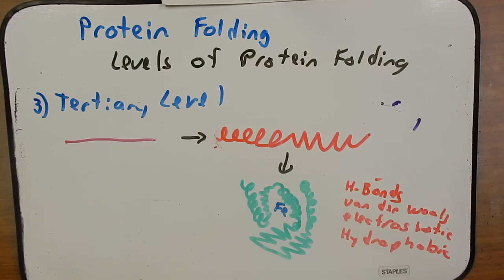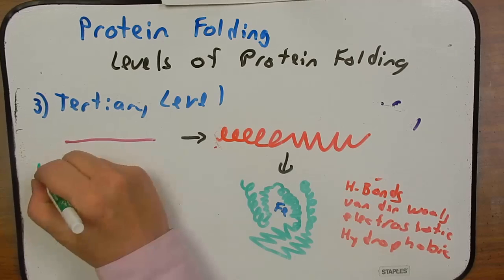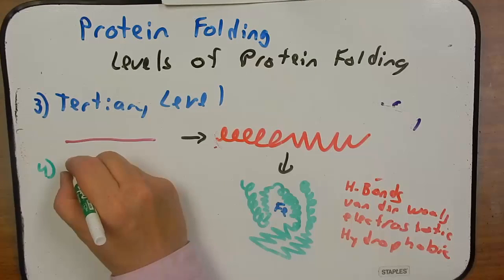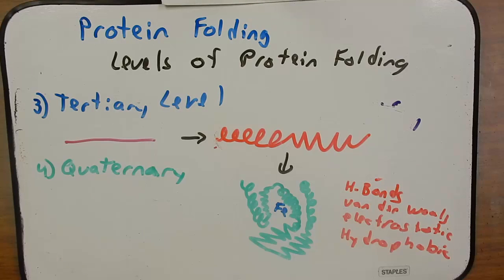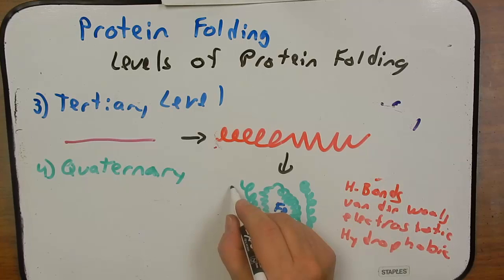The last level here that I want to talk about is the quaternary structure. And what this is when you have one tertiary structure like this one here, or we might call it a subunit, would be a better term, interacts with another subunit over here.